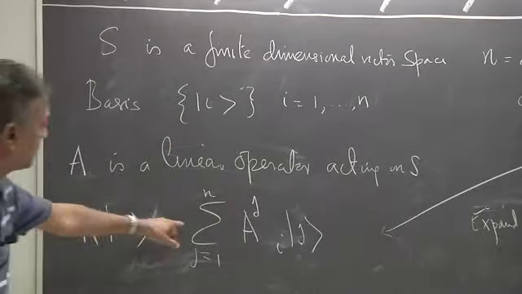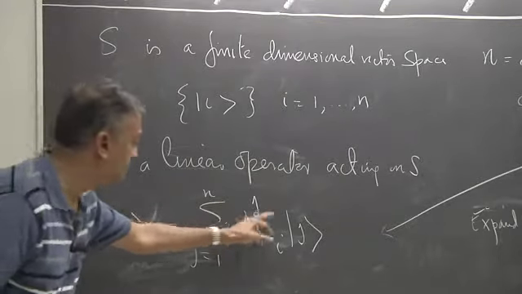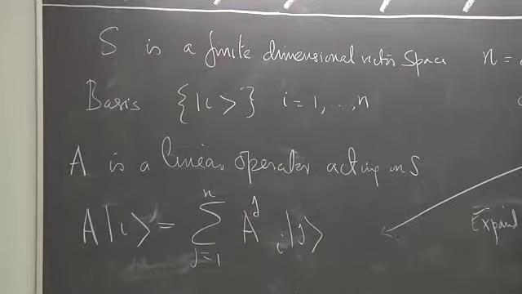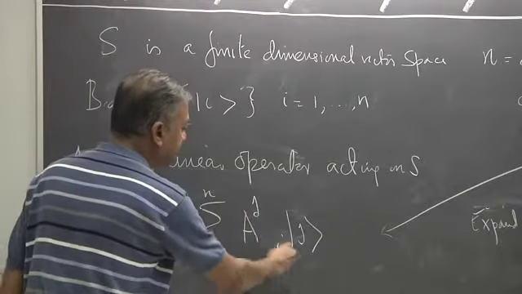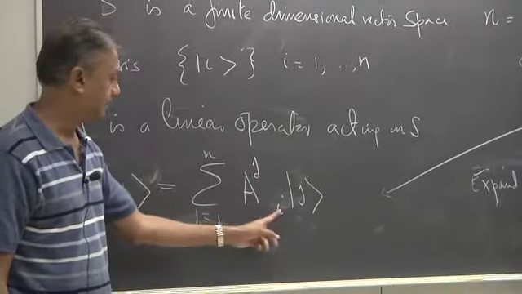I will try to keep writing the sum, but sometimes I may forget it. But then you should remember that whenever you see the same index appearing twice, I am summing over. Okay. So this is again, I can arrange it in a matrix form, right? J labels the row and I labels the column.